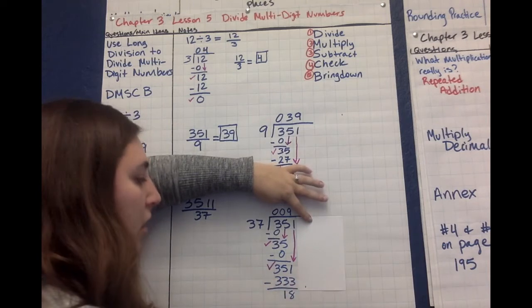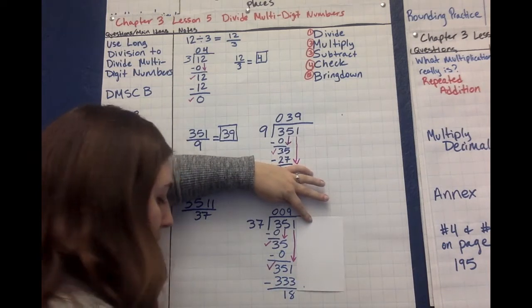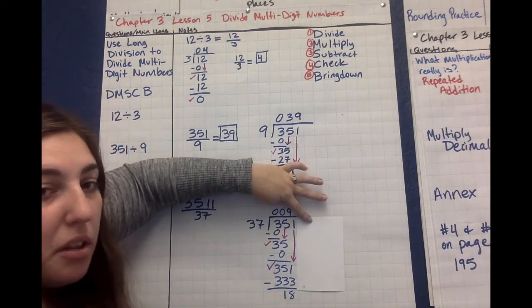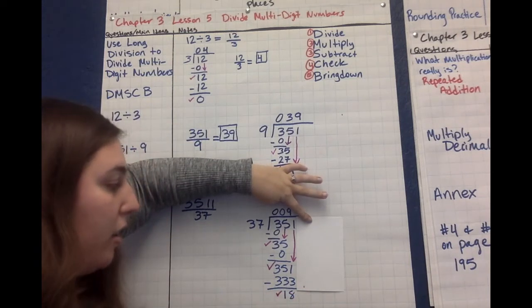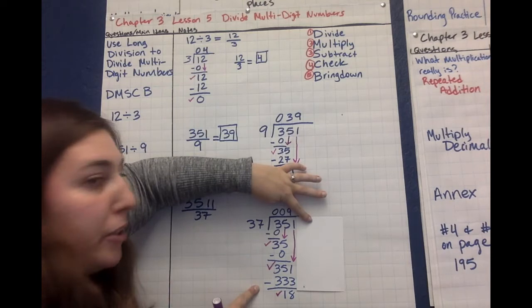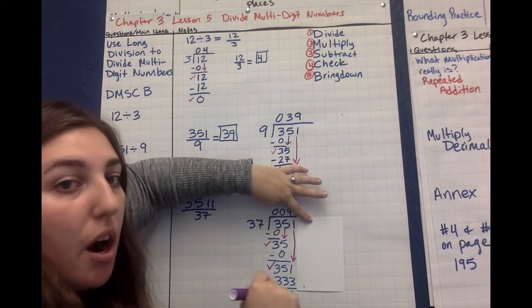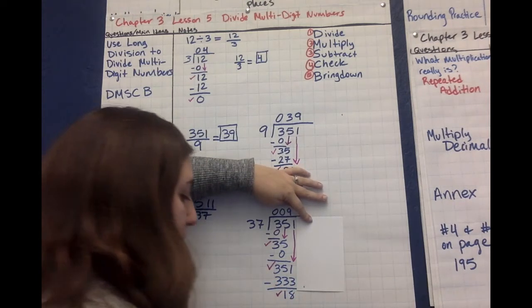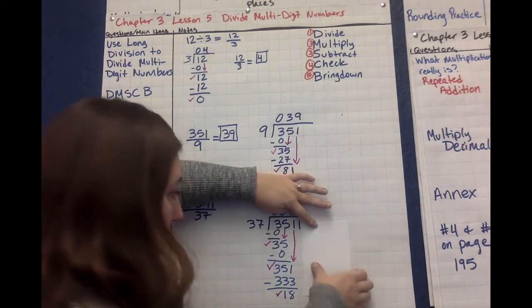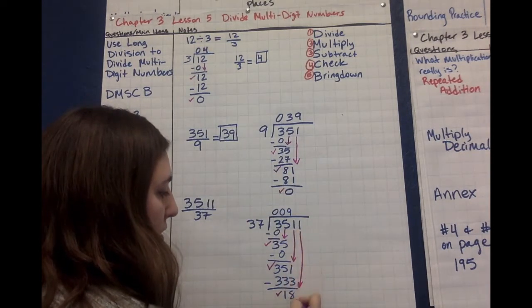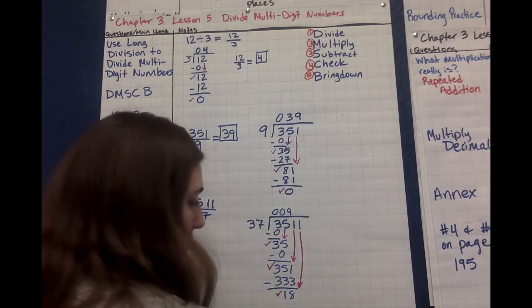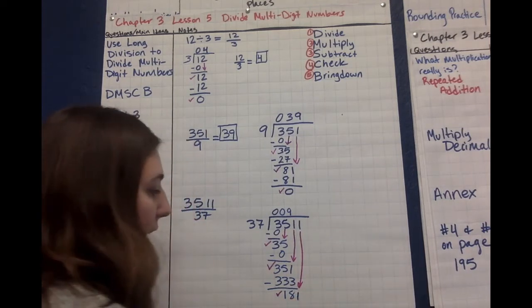Okay, so now I have to check. Is 18 smaller than 37? Yes, it is, so I'm going to give it a check mark. Okay, I know I did that right, so I know my subtraction and my multiplication are correct so far. Now the last one that I need to do is to bring this down. So I brought that down.